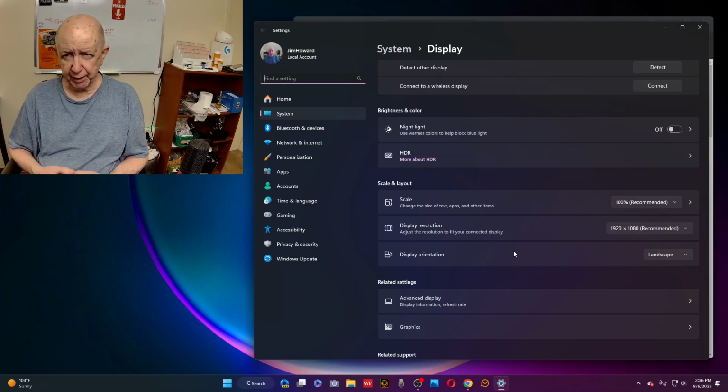I think both of these monitors, by the way, are supposed to do HDR. Neither one of them does HDR.